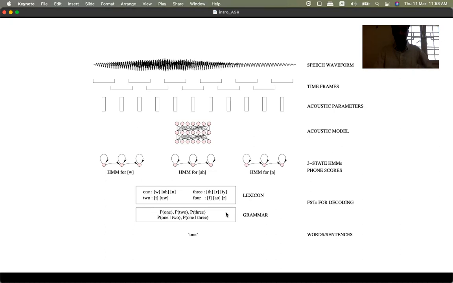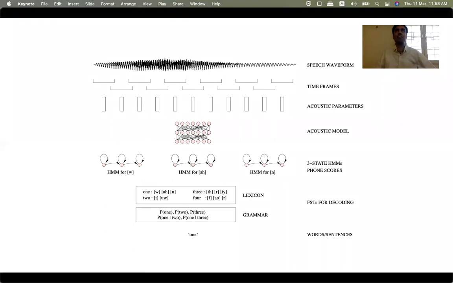Okay, then we have a grammar. People don't speak, for example, I have to say I am. I will never say I is, right? Because in English grammar, I is not allowed. For example, in Hindi I will have to say मैं खाता हूँ. I will never say मैं खाते हूँ, because खाते will not come after मैं, right?